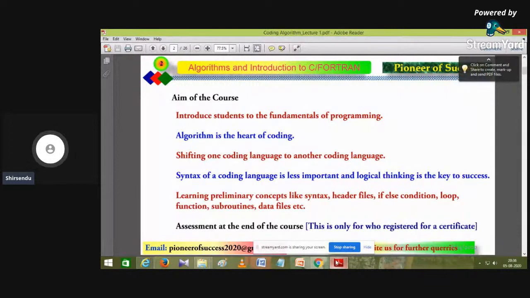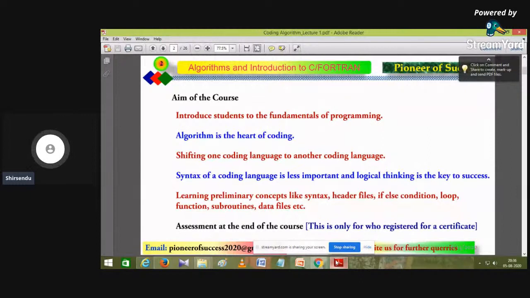We'll be giving you a particular assignment, and you have to submit the assignment, and we'll be checking your problems, and if you have any query, we'll be doing a doubt clearing class. So for 1 month we'll be continuing with this particular class.